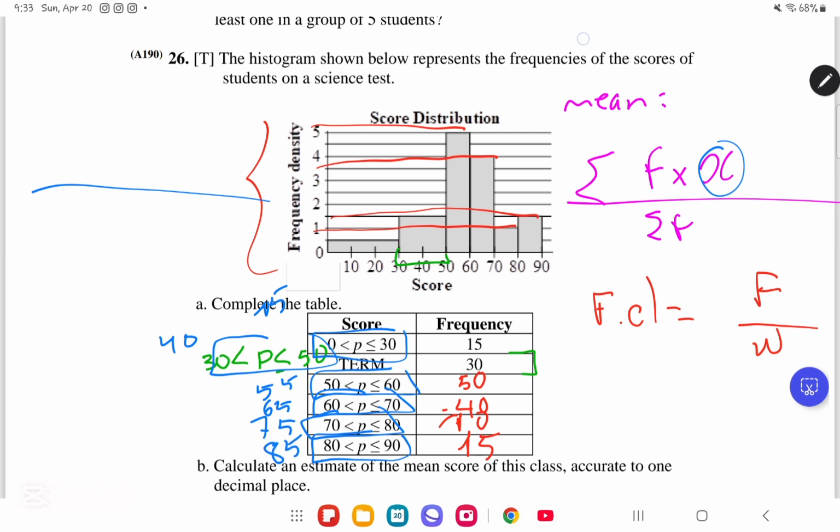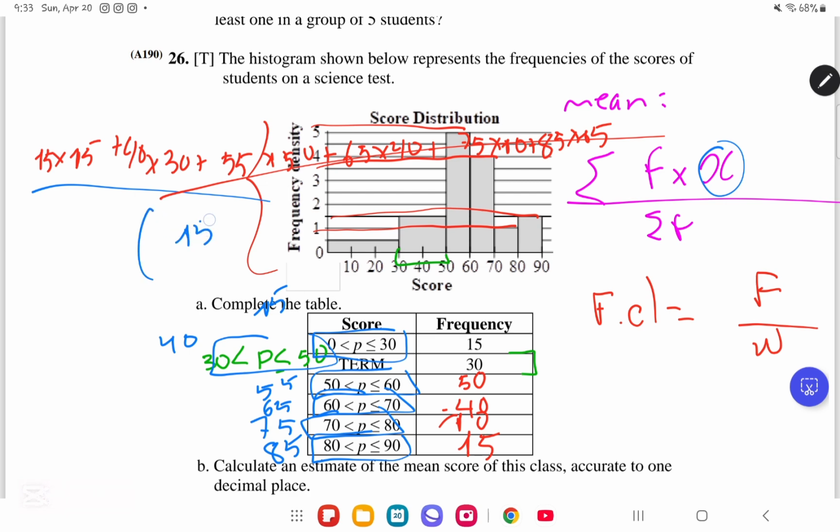Okay, so now let's take first of all 15. We're going to multiply it by its frequency. So 15 times 15, plus 40 times the frequency, which is 30, plus 55 times 50, plus 65 times 40, plus 75 times 10, plus 85 times 15. All of this you will then put over the total frequency. The total frequency is what? It's 15 plus 30 plus 50 plus 40 plus 10 plus 15.